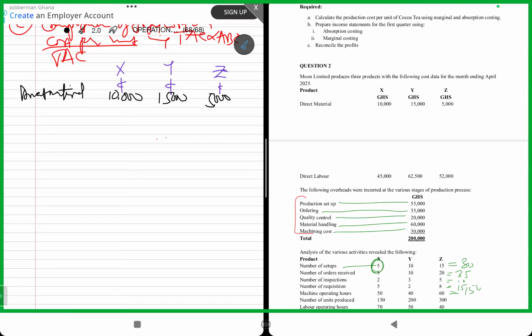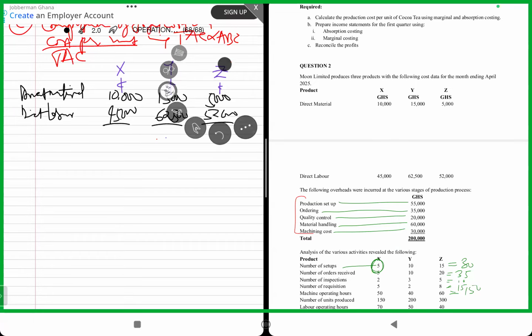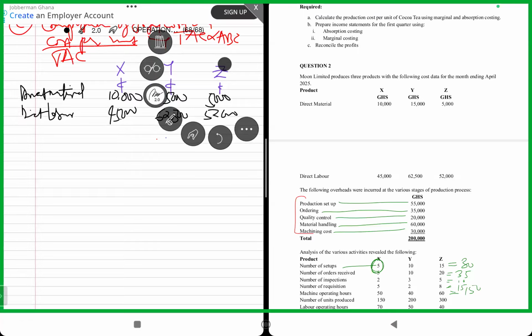Direct labor. What do you have? 45,000. 62,500. And what? 52,000. Hold on. So these two give us the direct cost.